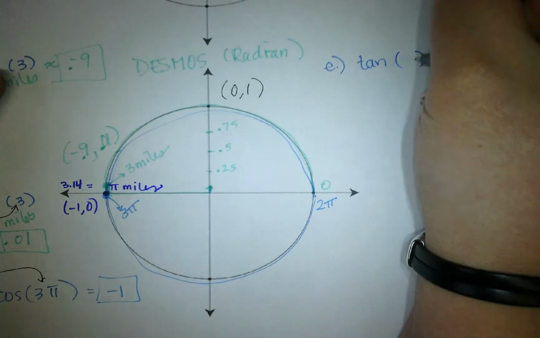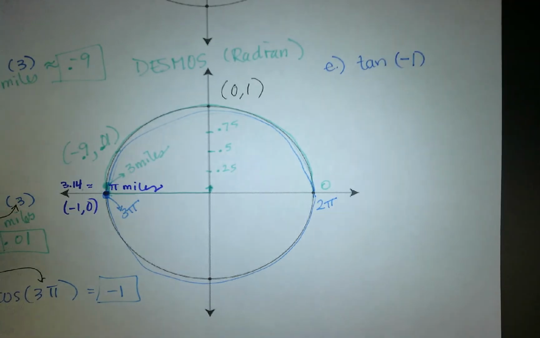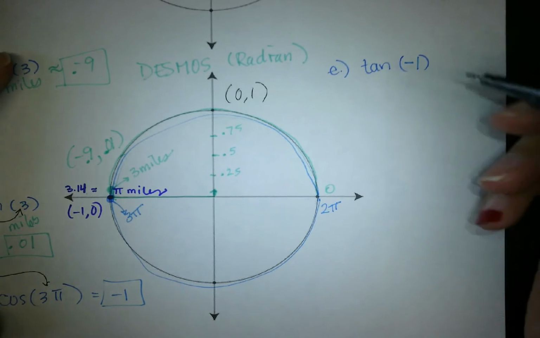Alright, and tangent of, let's say, negative 1. Okay, negative 1. That's not a pi. That's the number negative 1. So we're going to have to figure out how to do tangent of negative 1. Okay, we can do that together very quickly, and then I'm going to end this video. I just wanted to get some approximations. Alright, so first let me show you tangent of positive 1.